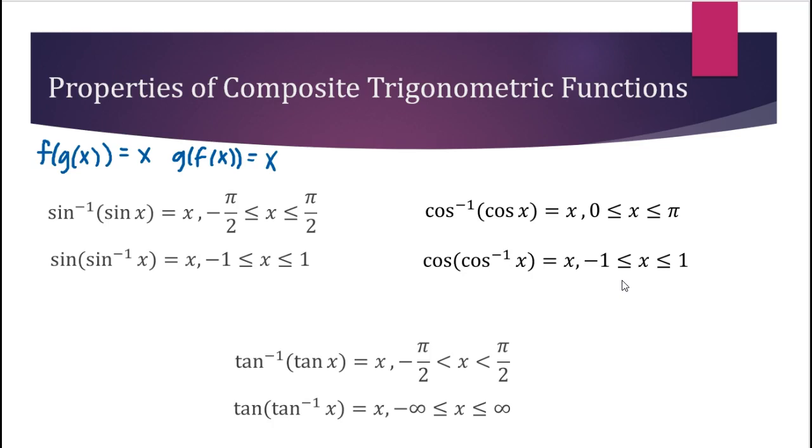And then tangent inverse of tangent x, well, we just learned that range was negative pi over 2 to pi over 2. And for tangent, the range of tangent is negative infinity to infinity. So the range of tangent was all real numbers. So we'll see how these properties look in terms of working on problems next.